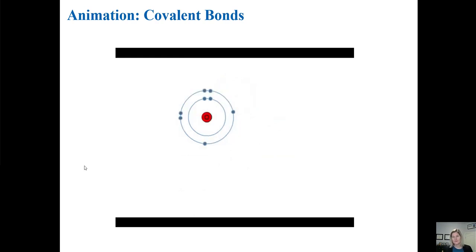An oxygen atom needs two additional electrons to fill its outer shell. Thus it can form two single covalent bonds. An oxygen atom can share electrons with two hydrogen atoms, forming a molecule of water containing two single covalent bonds.